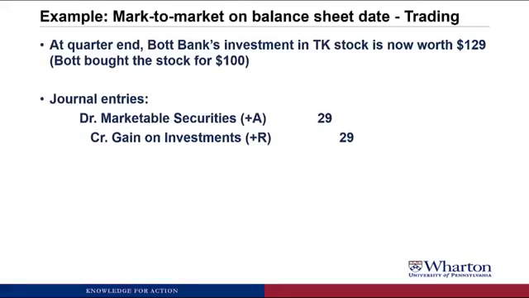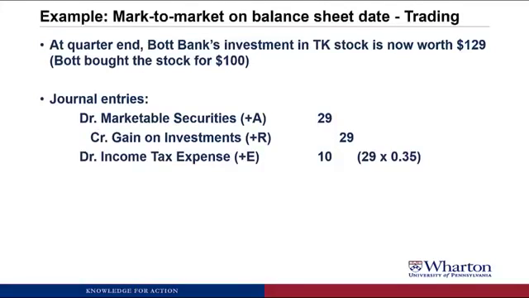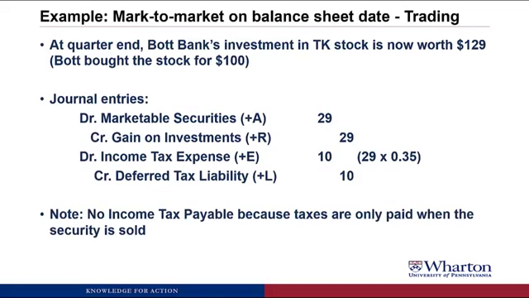Now we're going to take this further and do the tax part of the journal entry. So Bot has to debit income tax expense of 10. Because they have an extra 29 of revenue or 29 of gain, their income tax expense is going to go up by 29 times 35%, or 10. They're going to credit a deferred tax liability of 10, and it's going to be a deferred tax liability because there's no tax owed the government yet, so there's no income tax payable involved.